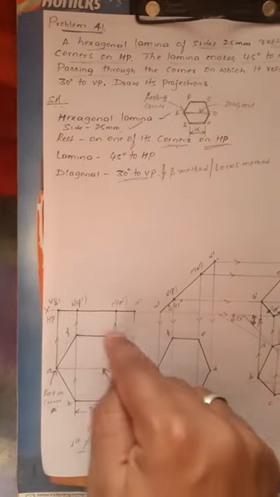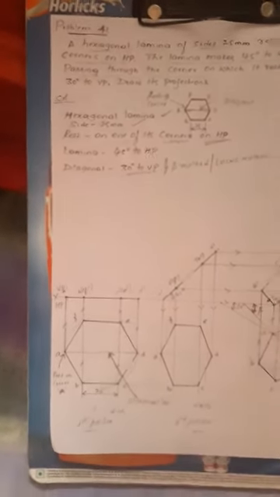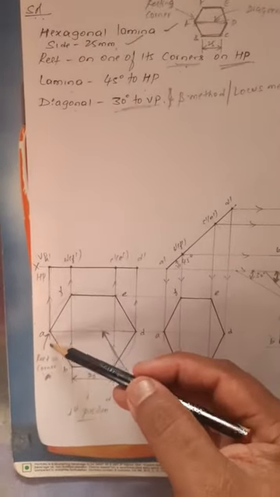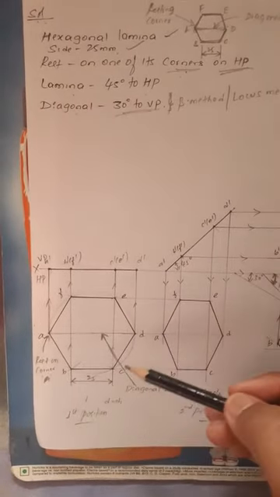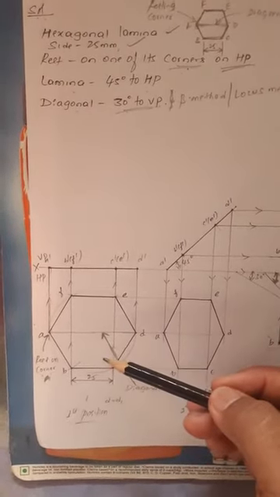Join all those corners to get the edges. Also show the dimension of the hexagon as 25 mm. What is it resting on? Corner A. Now that gives the first position, the top view, over.